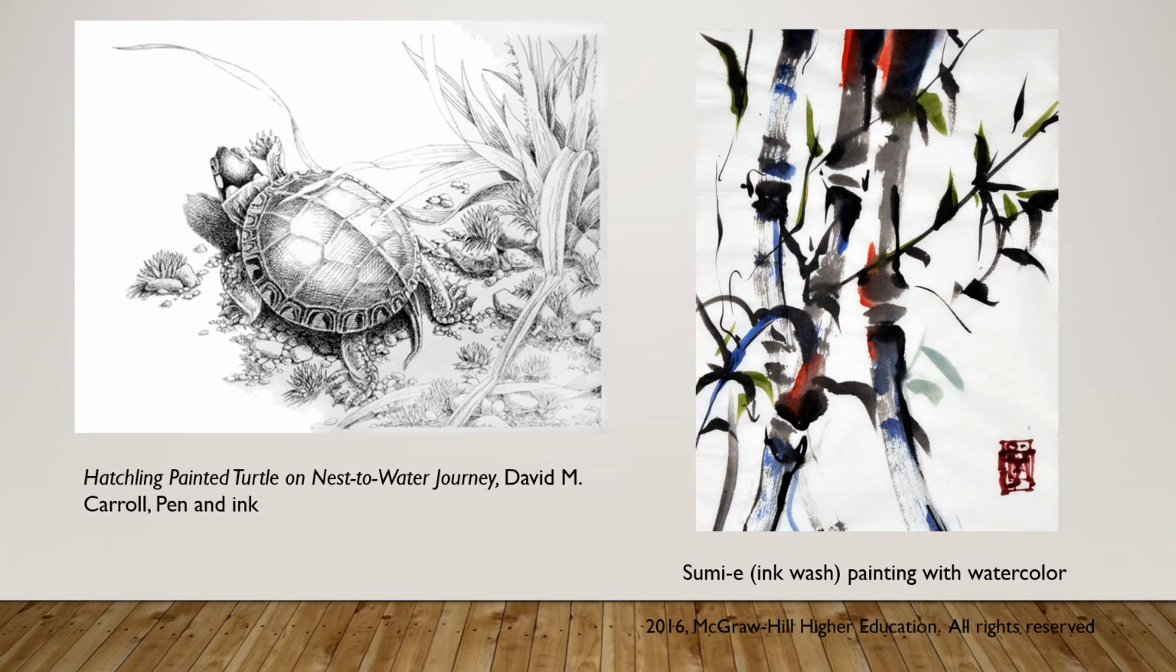Okay, on the left-hand side, you'll see a pen and ink drawing of a little turtle. And if you could see it really close, you would notice that the artist has used hatching lines and cross-hatching lines. And if you remember back from when we were talking about the elements of art, those are some of the ways that you can create value changes, lights and darks on a piece of work.